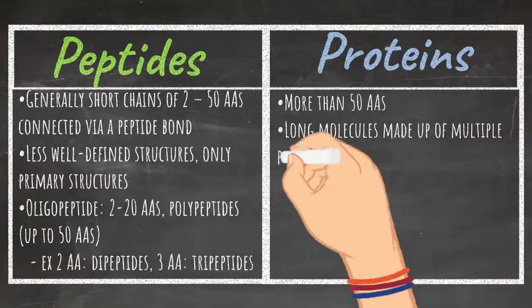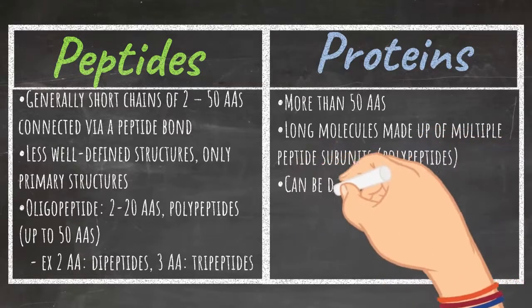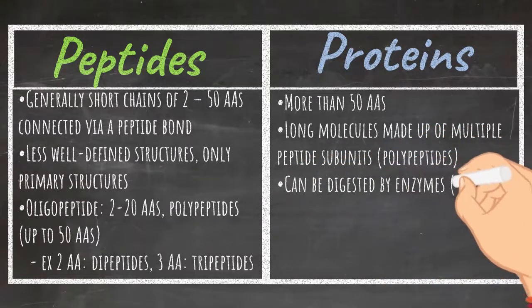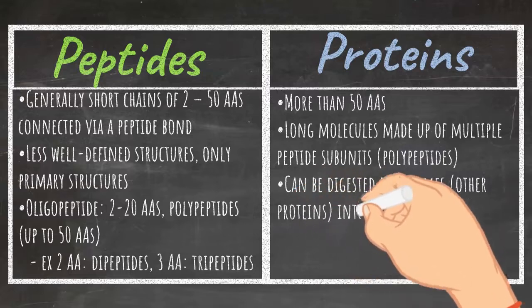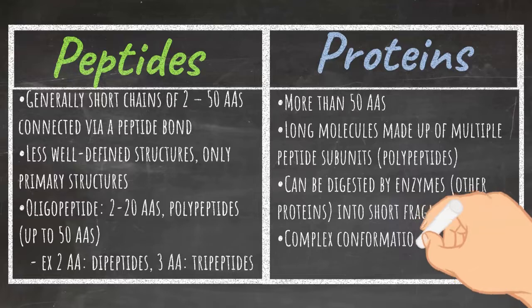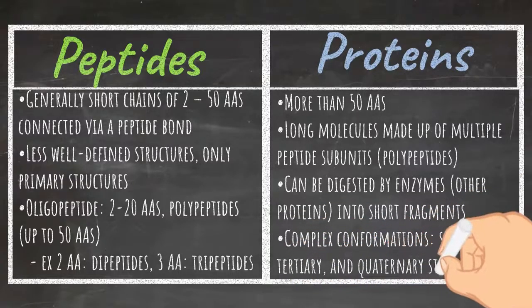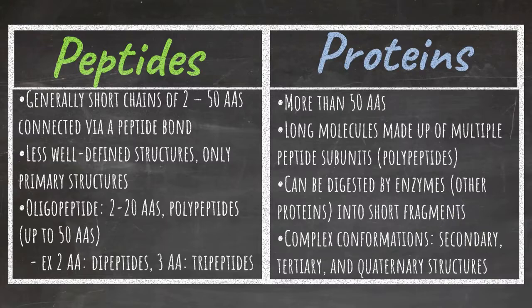When something is called a protein, it indicates that there are more than 50 amino acids, that they are long molecules made up of multiple peptide subunits, or polypeptides, that can be digested by enzymes, which are other proteins, into shorter fragments, and that it has complex conformations, including secondary, tertiary, and quaternary structures. We're going to be going into more detail on proteins in the next series of videos.